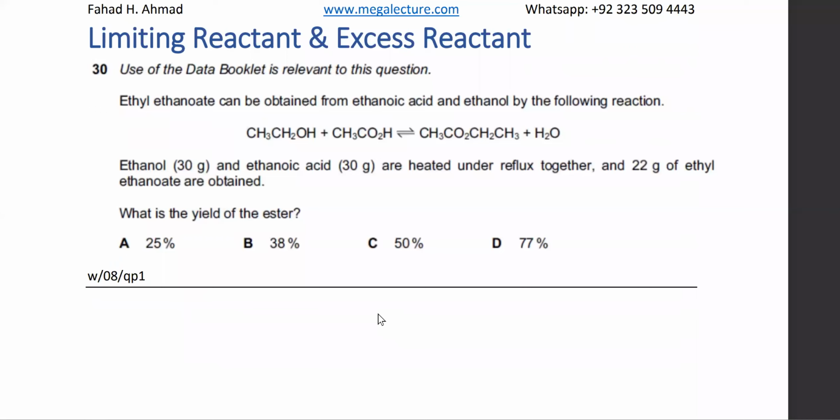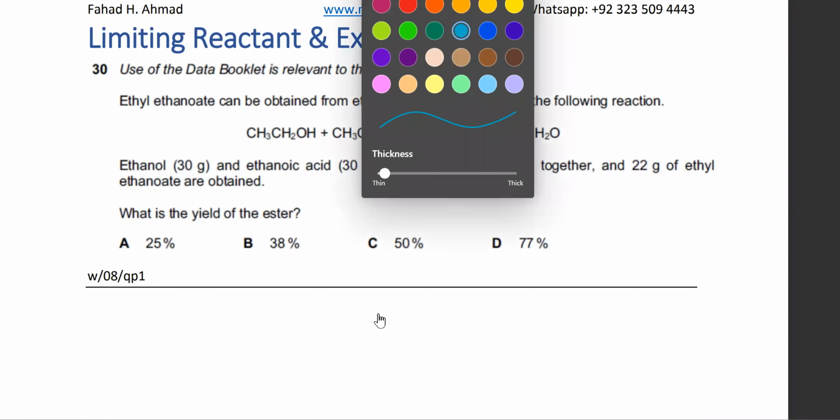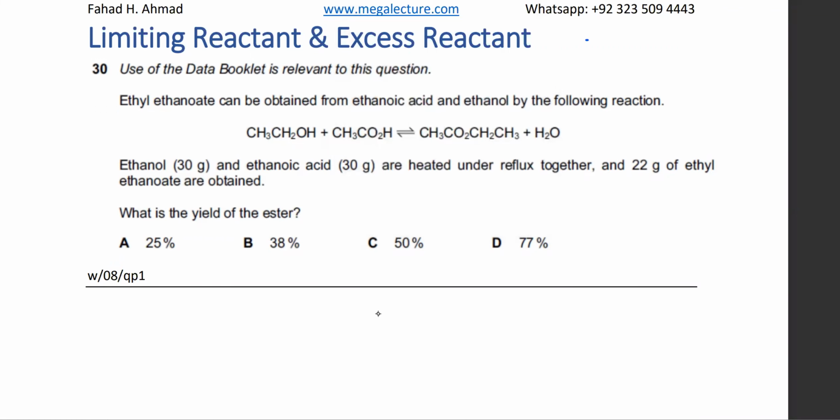Okay sir, limiting excess. Remember the rule: never use moles of the reactant that's in excess, because all of those moles are not actually taking part in the reaction. You always use the moles of the limiting reactant. That's it. So the equation is given, and they've told us that there is 30 grams of both. This one is 30 grams, and this one is also 30 grams.